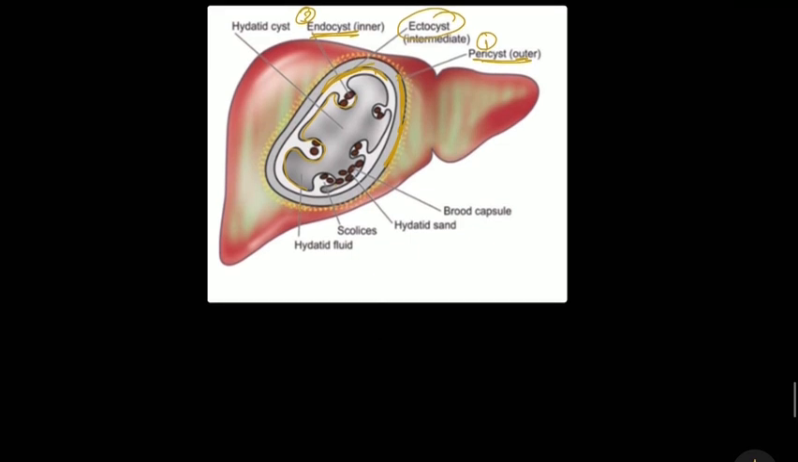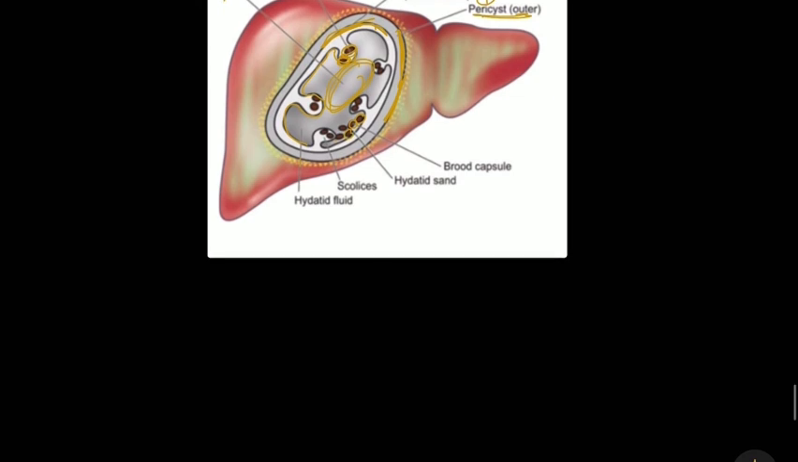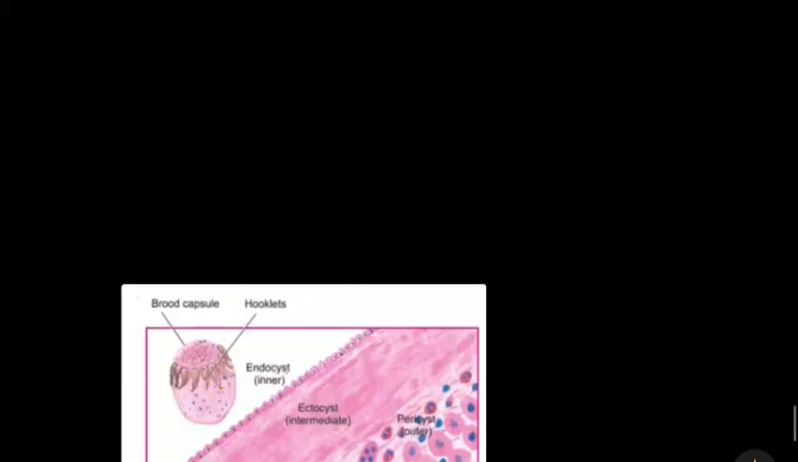Now here we see what we're studying, the hydatid cyst. What you see are those brood corpuscles that we saw in the inner layer, that is the endocyst. We see the hydatid fluid here, we see the scolex here, and the hydatid sand. So that was that.